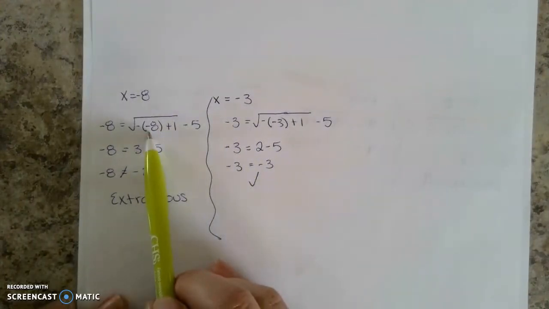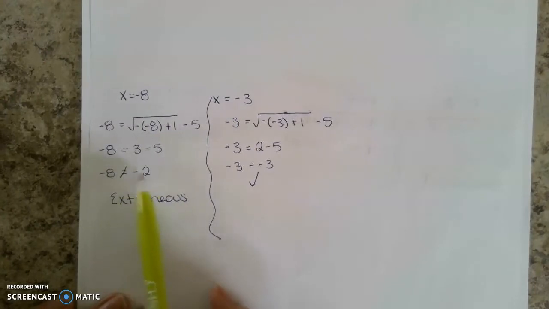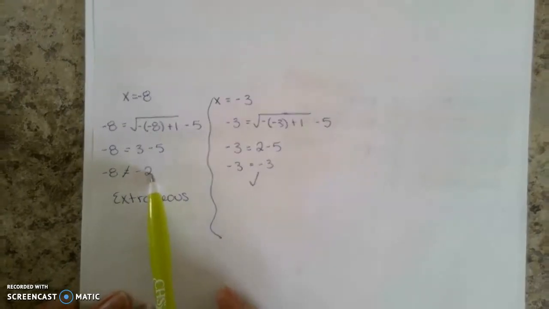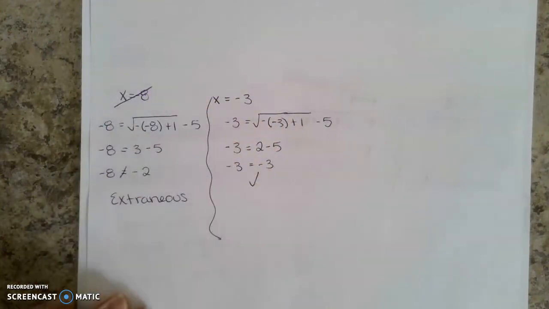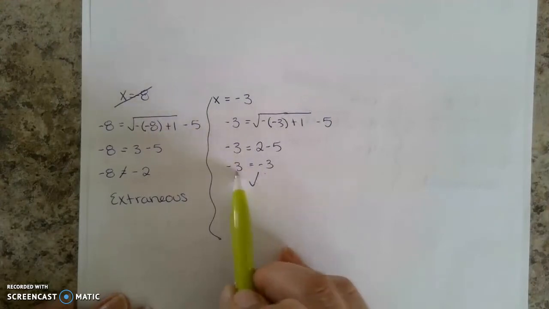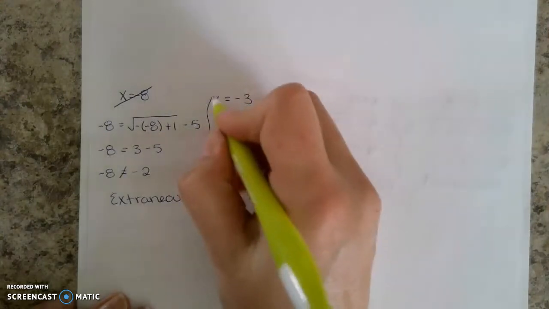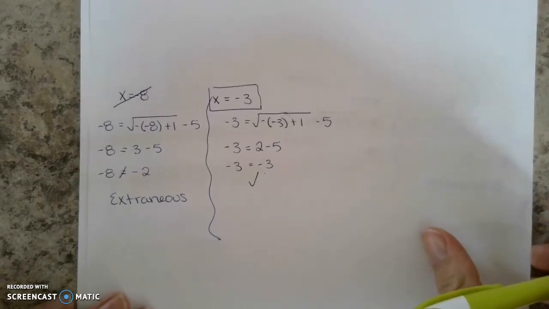When I plugged in -8, take a look at what happened here. I got -8 equals -2. This is not true. So x cannot equal -8. That would be an extraneous solution. That's not part of my answers. But when we plug in -3, this one works out. -3 equals -3. So my answer to this one is just x equals -3.